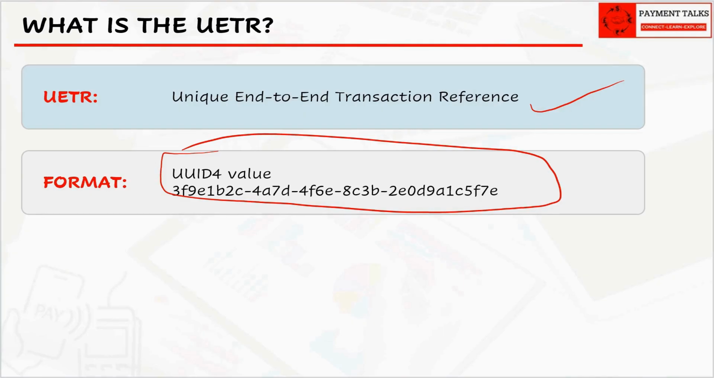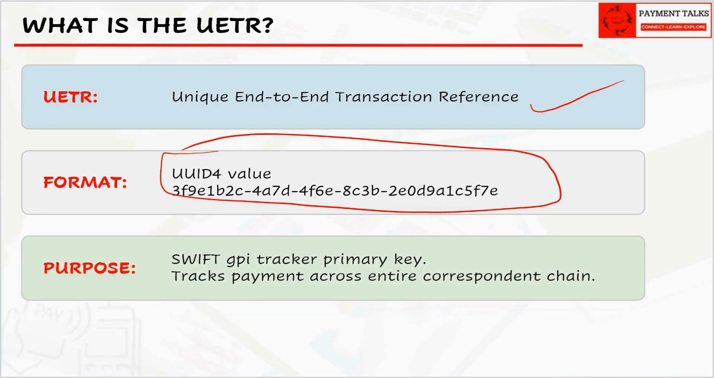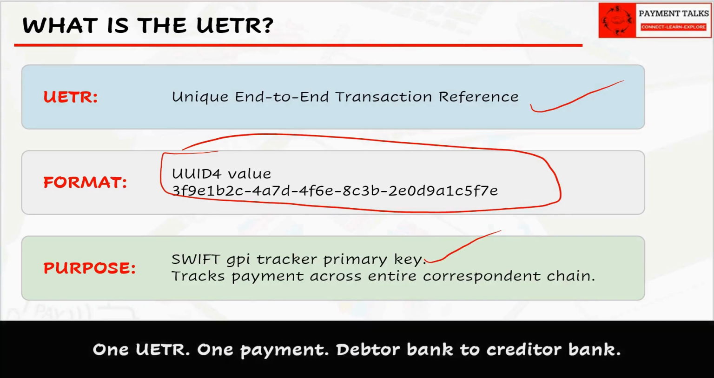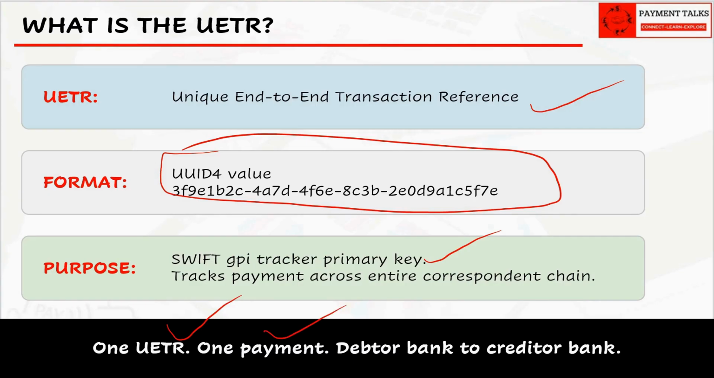The UETR is the primary key in the Swift GPI tracker. Every bank in the payment chain updates the GPI tracker against this same UETR as the payment moves from debtor bank to creditor bank. One UETR, one payment, all the way from Claudia's bank in Munich to Acme Engineering's bank in Milan. Every bank in the chain sees the same reference.